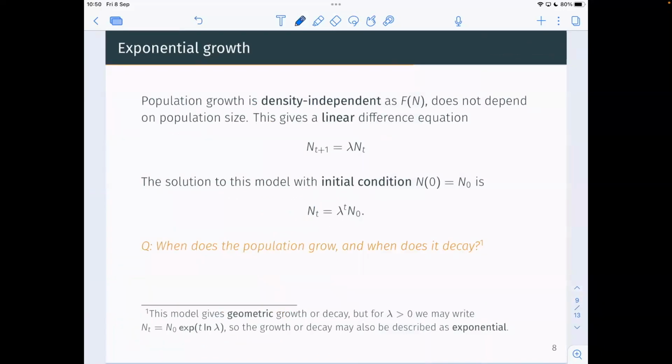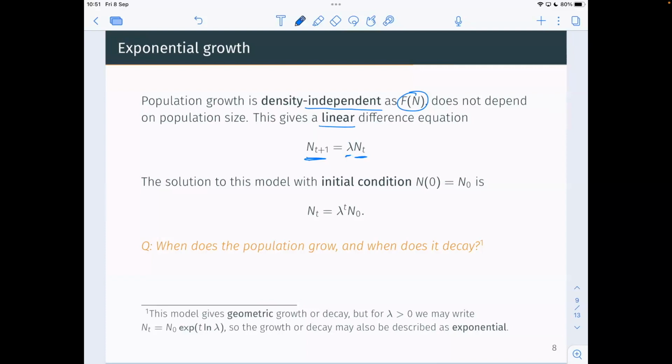The model that we've constructed here, we can write in this form: n_{t+1} is equal to lambda times n_t, where lambda is our net per capita growth rate or growth ratio. Here we say that the population growth is density independent because this capital F of n doesn't contain any terms that depend on the population size. It doesn't matter how many individuals I've got; the net per capita growth rate is always this constant lambda. Whether I've got one individual or 1,000, each individual is producing, on average, lambda new individuals that survive into the next time step. This is why we have a linear difference equation, because lambda is a constant.